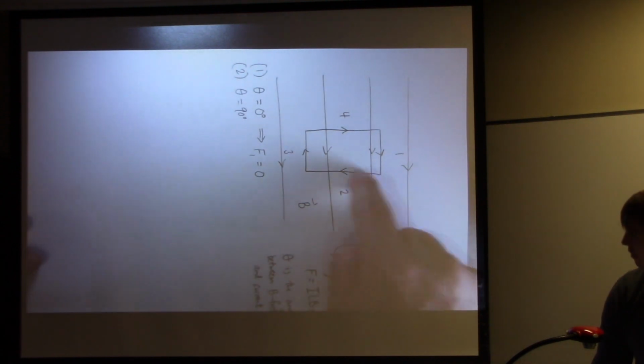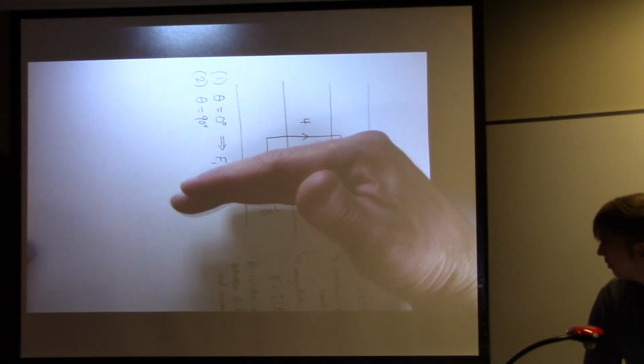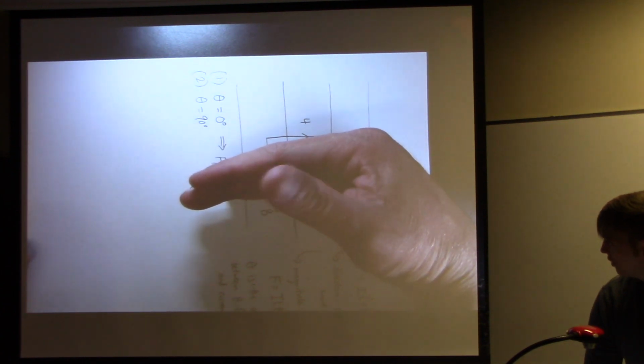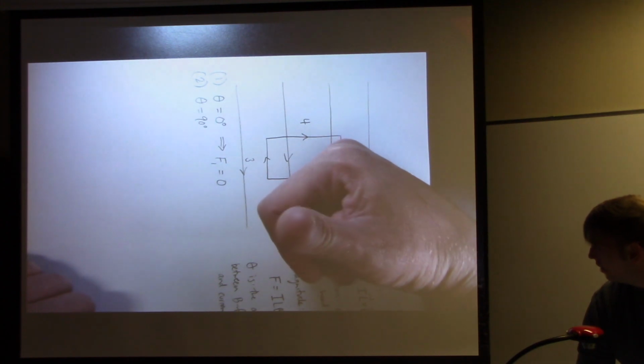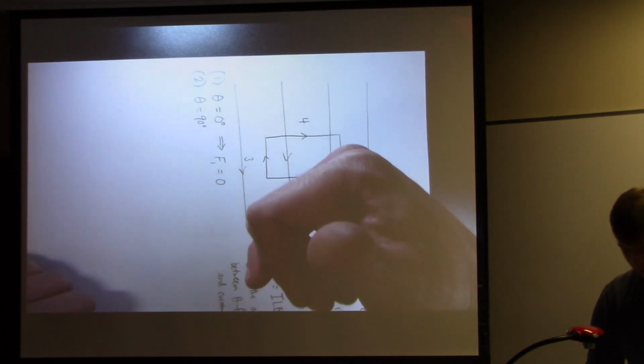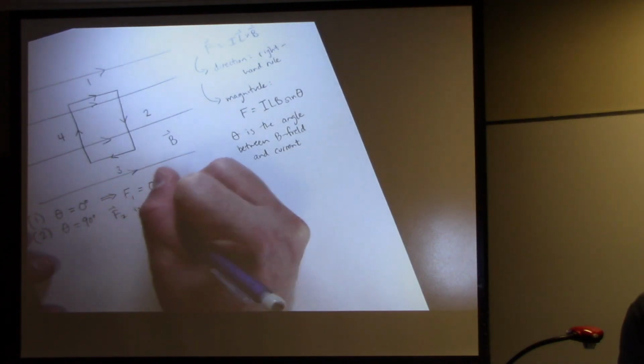Okay, so I'm looking at segment number 2. My first vector, L, is just going with the current. Then my second vector, B, is going with the B field, so I have to curl this way. And now my thumb is pointing up. So F2 is out of the page.